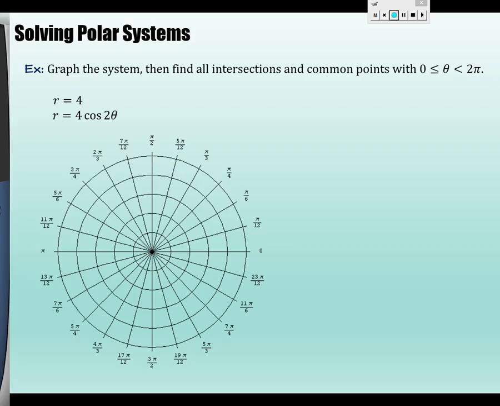I don't think actually we've graphed r equals 4 before. It's not hard, but we've never done it. What is it? Yeah, it's just a circle centered at the origin of radius 4, right? Let's do it in blue.